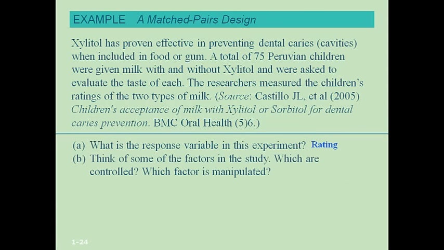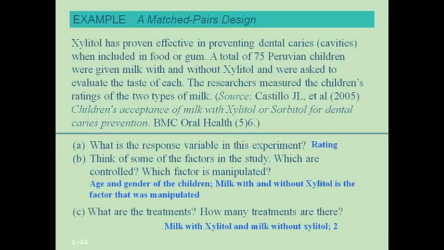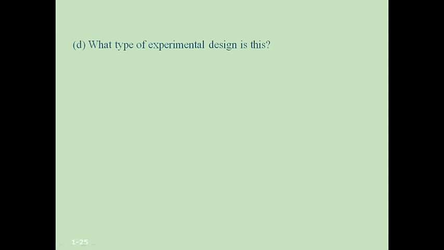B, we want to think of some of the factors in the study which are controlled, and which factor is manipulated. So the age and the gender of the children are some of the factors, and the milk with and without xylitol is the factor that was manipulated. And C, what are the treatments and how many treatments are there? The treatments are milk with xylitol and milk without it, so there are only 2. Because of that, we can answer what type of experimental design this is. It's a matched pairs design.